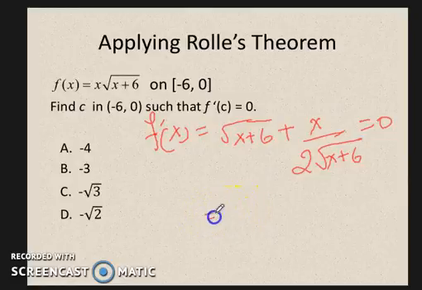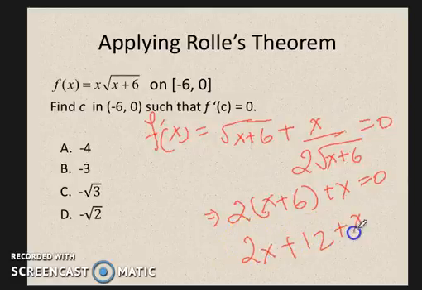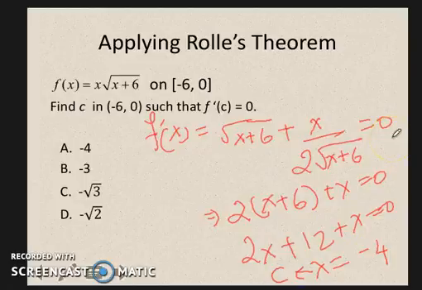This would be equal to 2 times (x plus 6) plus x equals 0, so 2x plus 12 plus x equals 0. When you solve that, you get x equals -4. So this is your c. This actually is the value of c, the point where the derivative is 0. So that's how you find your c.